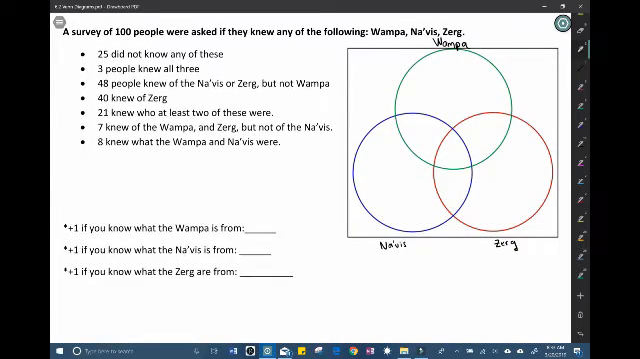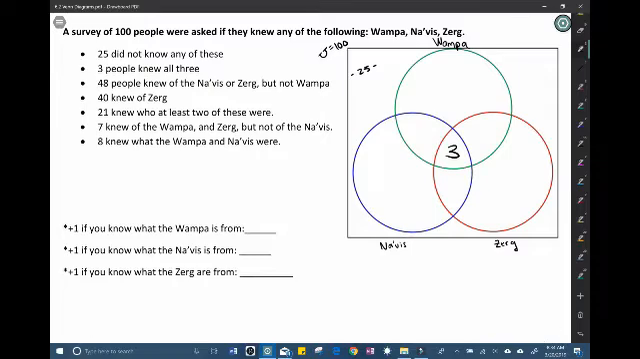Okay, so the next problem here, a survey of 100 people, so we know the universe is 100, were asked if they know the Wampa, Navis, or Zerg. Okay, so some interesting things here. You might not even know what those are yourself. You might be the 25 that don't know any. So 25 are outside here. 3 people knew of all 3. Okay, they're in the middle.